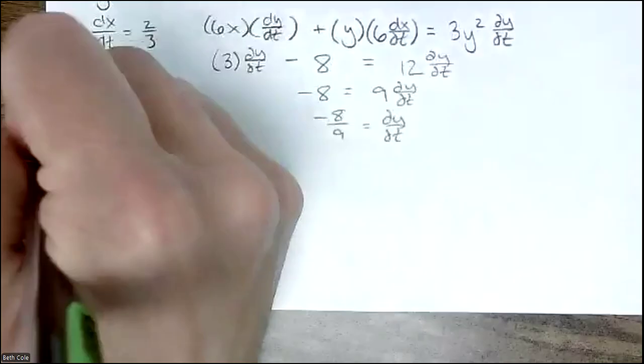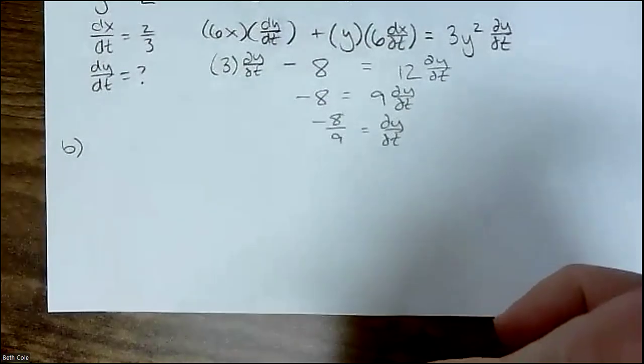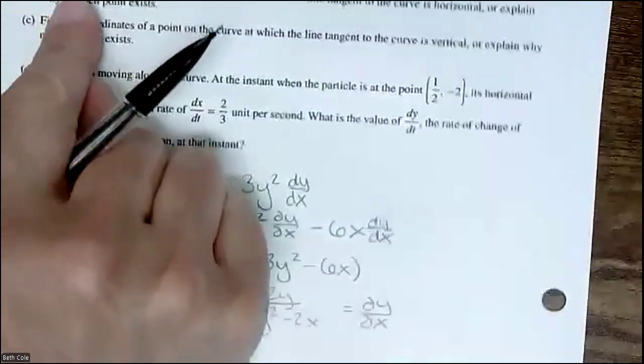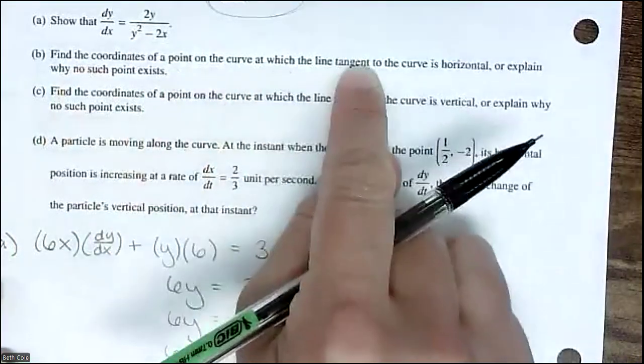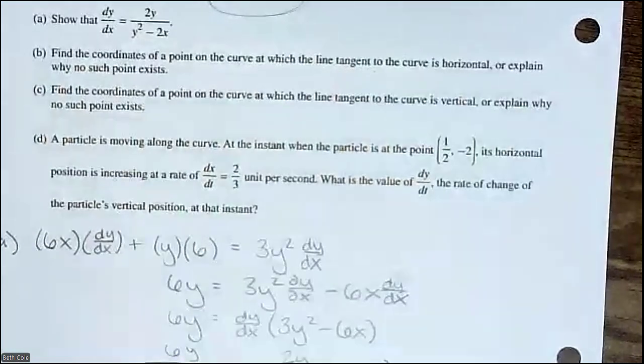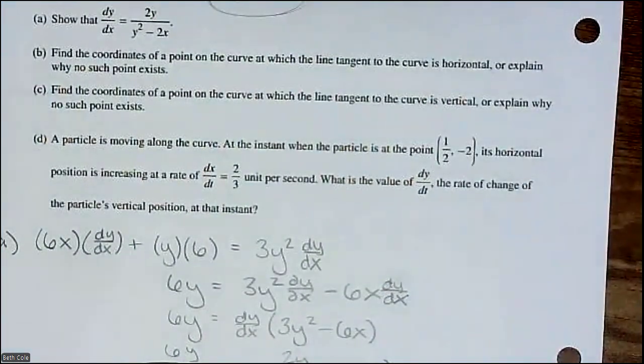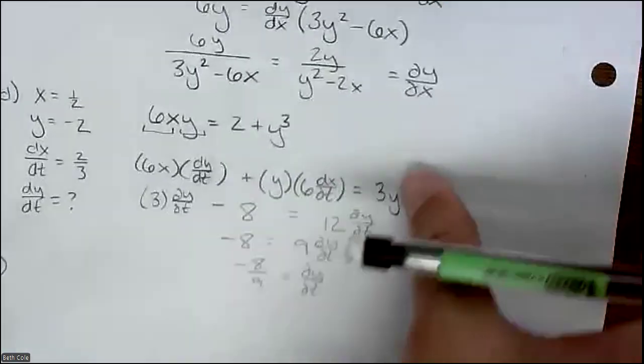Okay, let's go back and get parts B and C. Letter B says, find the coordinates of a point on the curve where the tangent line is horizontal. I'm just going to even stop there. What is the slope of the horizontal line? 0. So we're going to set the derivative equal to 0. And if you even wrote that, you get a point. So that's why I always say at least do the setup.